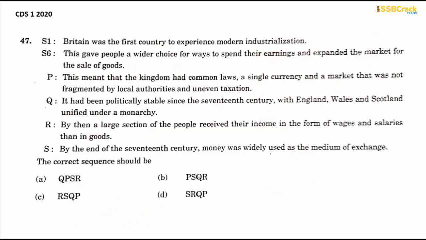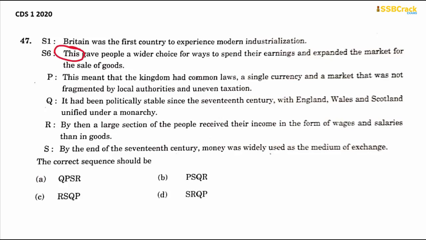The next question. Sentence 1: Britain was the first country to experience modern industrialization. Sentence 6 is: This gave people a wider choice for ways to spend their earnings and expanded the market for the sale of goods. What is this alluding to? You have to find it out.